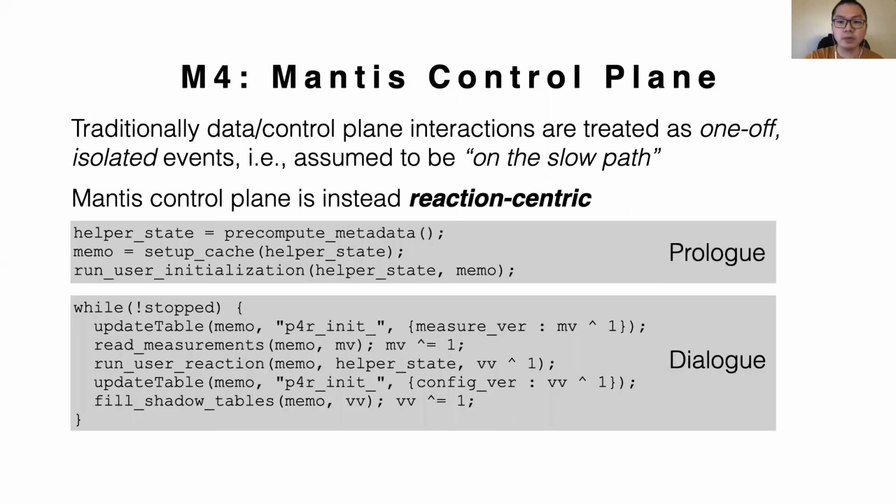It splits operations into a prologue phase and dialog phase, where the prologue precomputes as much as it can and the dialog implements the reaction. This design, along with aggressive optimizations, allows Mantis to execute the reaction at granularities that are on the same order of magnitude as the PCIe latency of the underlying system.